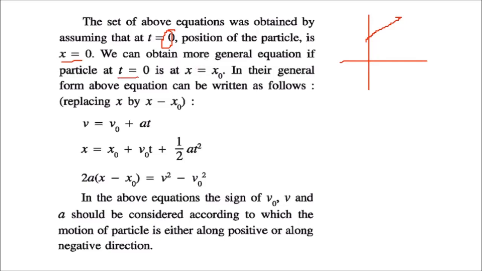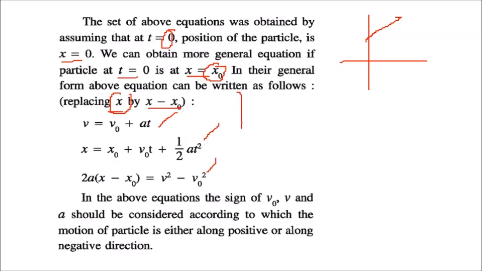So at t equal to 0, say it starts from some x equal to x0, and it is not starting from 0 but from a certain value of x. So what we can do here is replace all the equations, wherever x is there, with x minus x0 to make it more general. So these are the three equations when we put x equal to x minus x0.